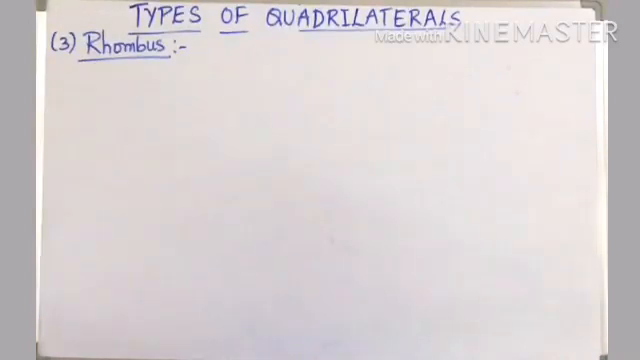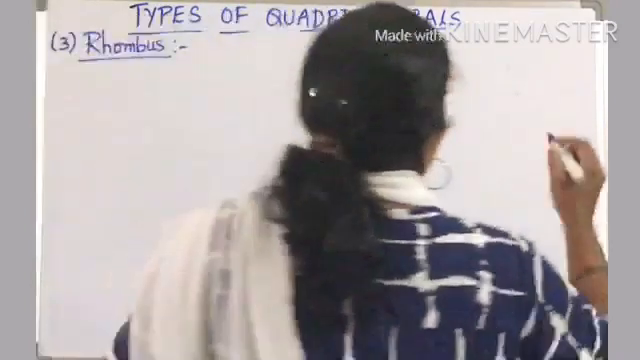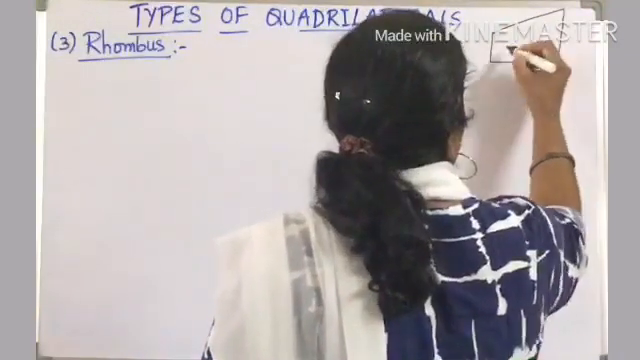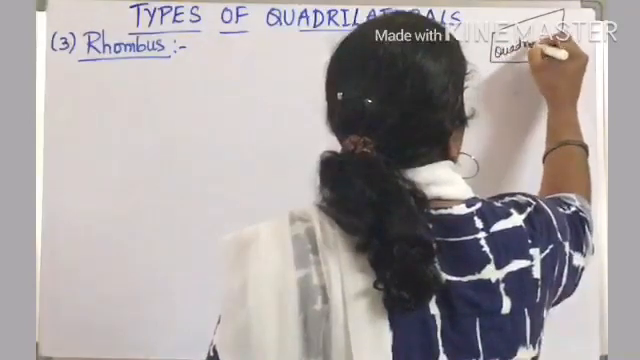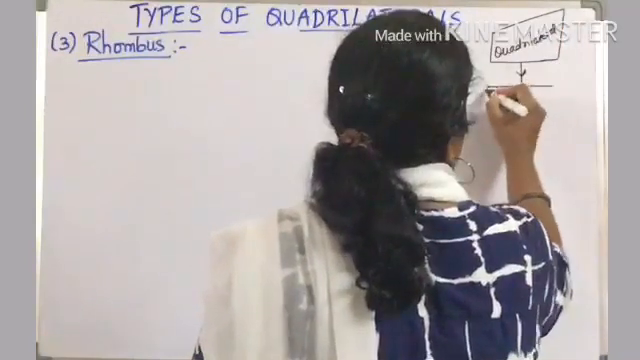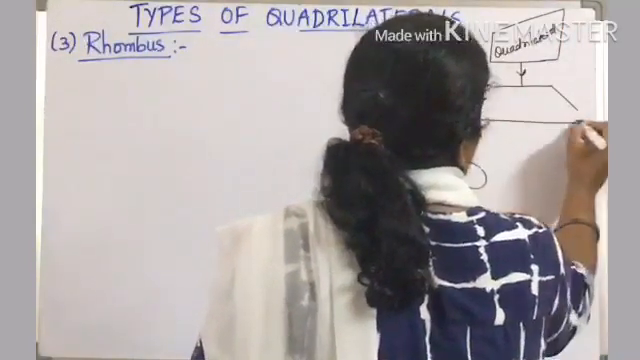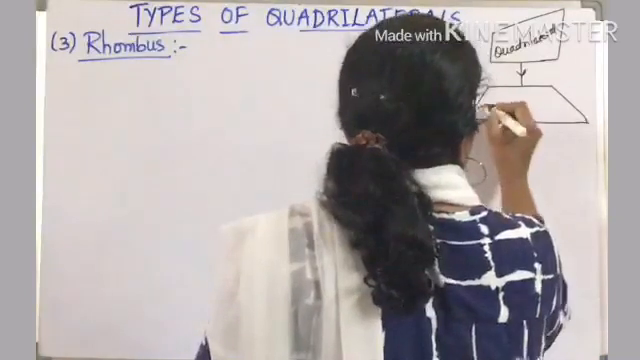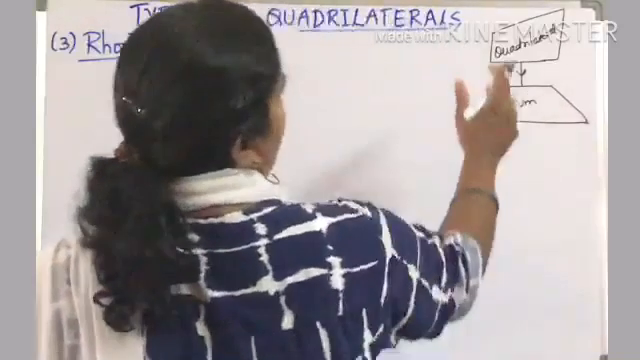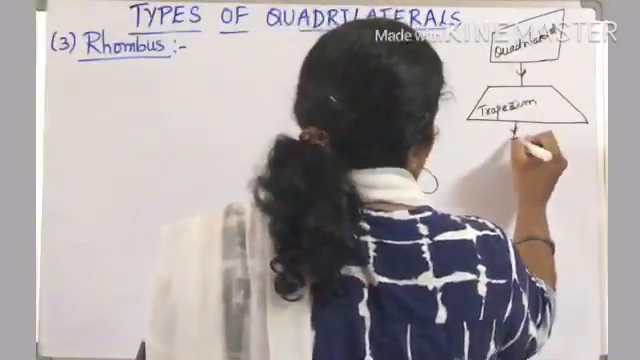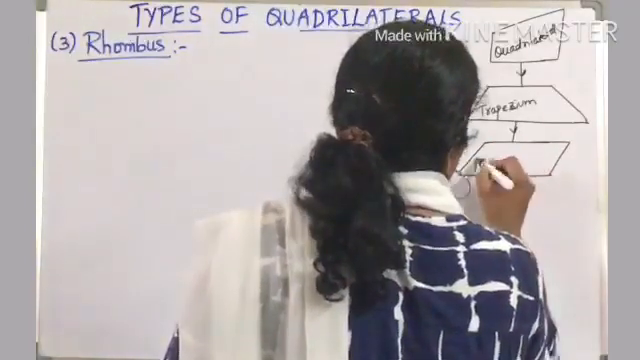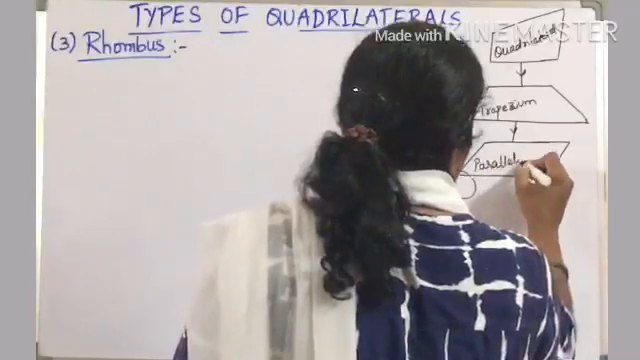Next, third one is rhombus. Before discussing rhombus, I want to draw a flow chart here, children. See, first is quadrilateral. So the first type we discussed about is trapezium. Trapezium is nothing but only one pair of opposite sides are parallel. Next we discussed about parallelogram. What is parallelogram? In which both pairs of opposite sides are parallel.